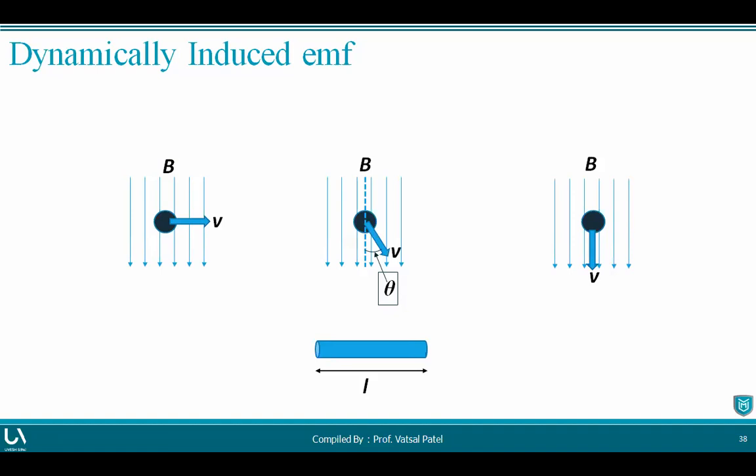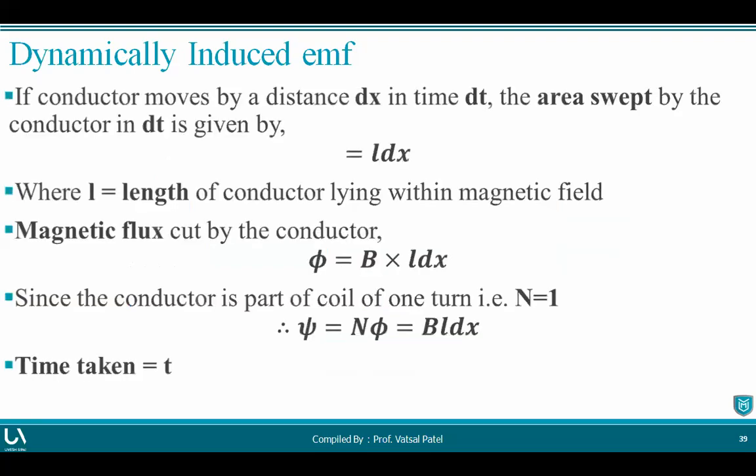According to that, we identify how much distance is traveled and in what amount of time, and from that we identify the induced EMF in the conductor. This explanation we also discussed in our last session. I hope this is understandable to you. Our conductor will move by a distance of dx in the time dt, then the area swept by the conductor is equal to l dx.